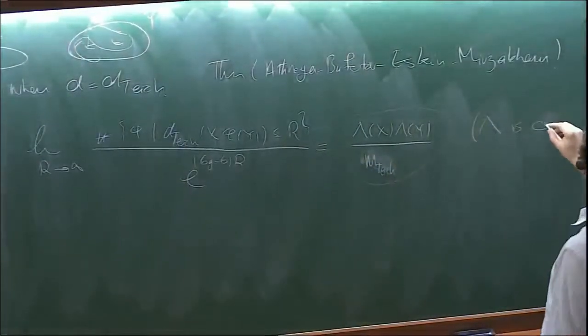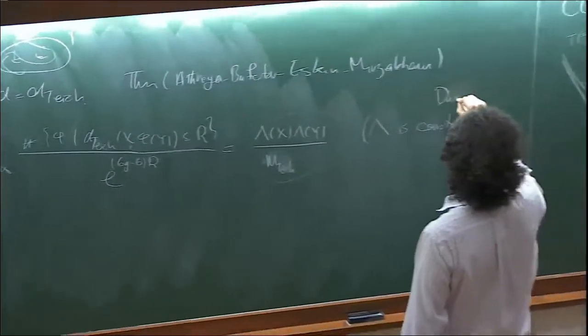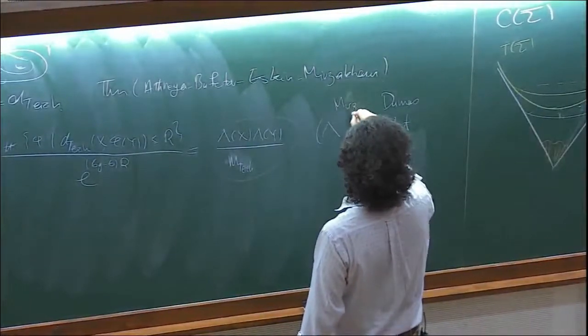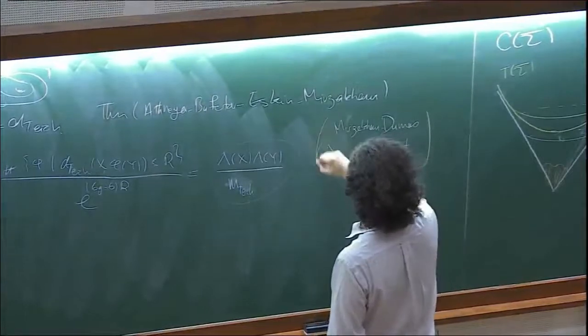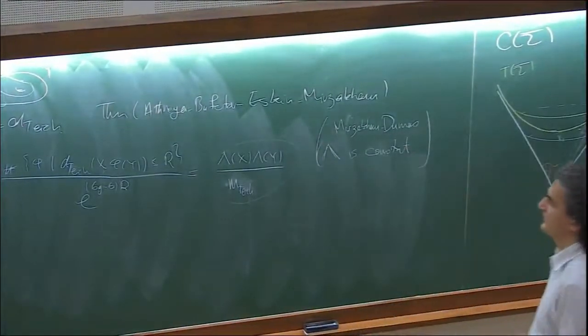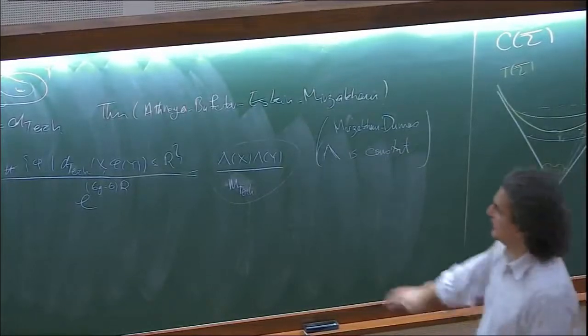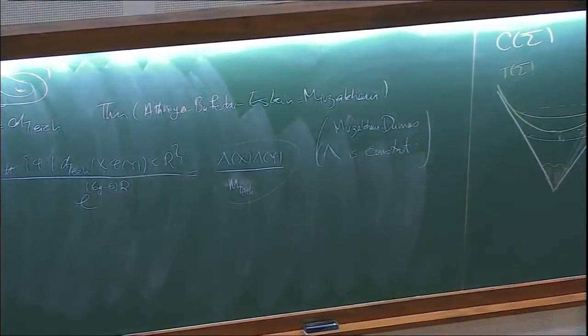But it turns out that lambda is a constant. That's due to, I guess, Maryam Mirzakhani and David Dumas. So we want to prove an analogous theorem for the Thurston metric. And I'm claiming that that's a special case of that.